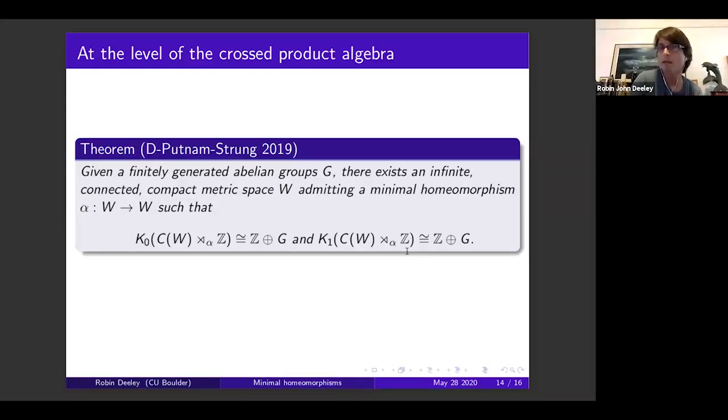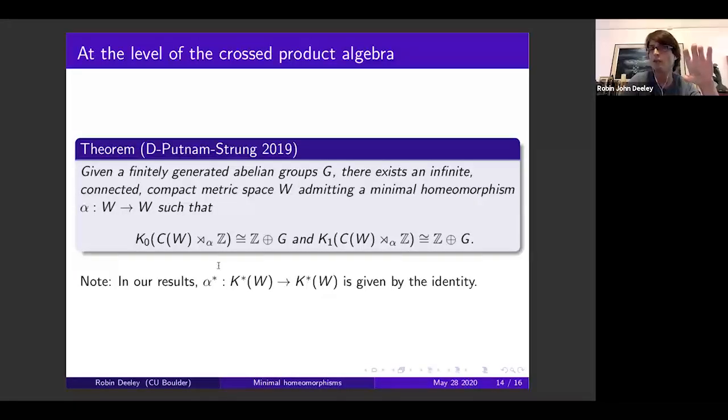And why this is happening is because of what we had in the Pimsner-Voiculescu sequence. What have we done? We have gained control of the K-theory of the space, but what we don't have yet is control on the induced map. So what we have in these cases is that the induced map we get from our construction is always the identity. And that's what's putting this restriction on the K-theory groups that we're getting here for the cross product.